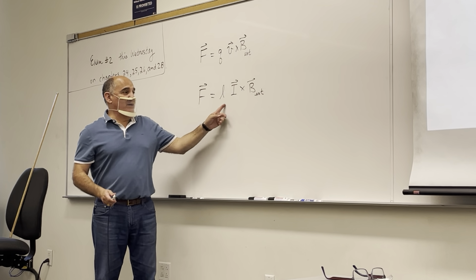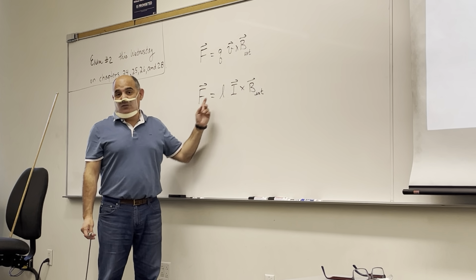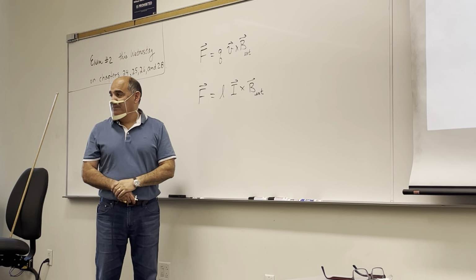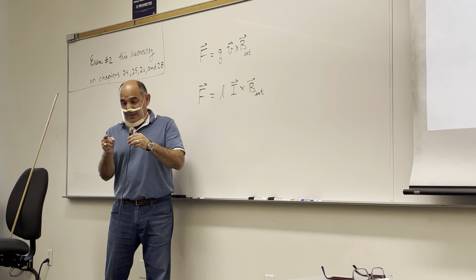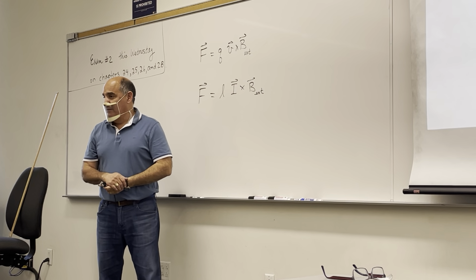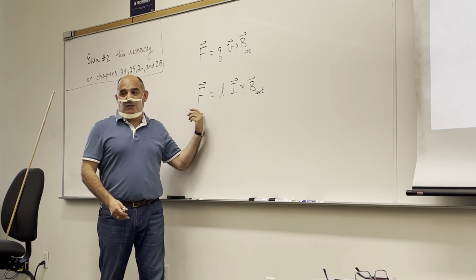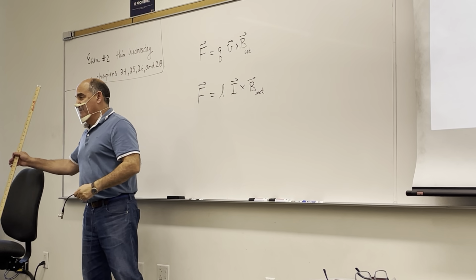Or what happens if the wire is there, but the wire doesn't have a current? If the wire doesn't have a current, there's not going to be a force on the wire. What happens if the wire is there and there is a current in it, but there is no magnetic field in that region that can exert the force on the wire? Then, if there's no magnetic field, there's not going to be a force on the wire either.